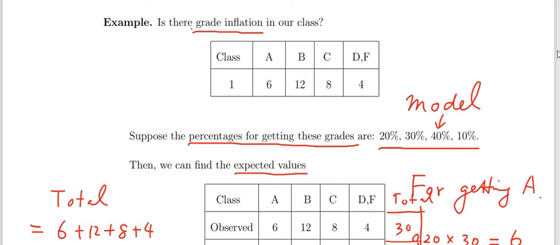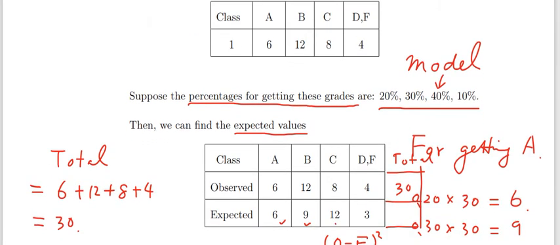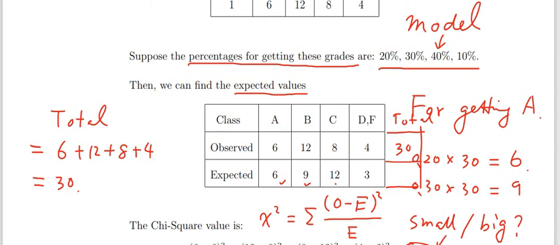So this example is simple, right? We say find the expected value. Expected value is just the total number multiplied by the percentage. Then we can calculate the chi-square value.